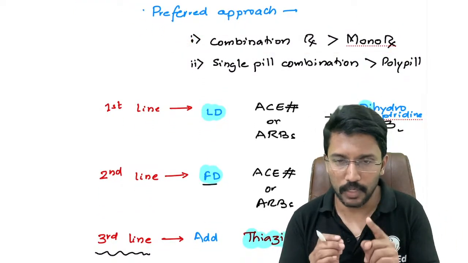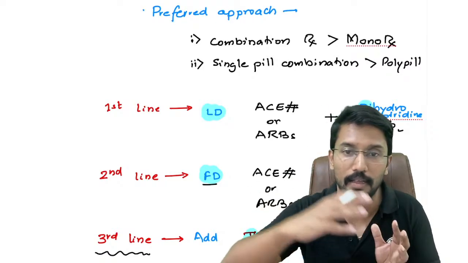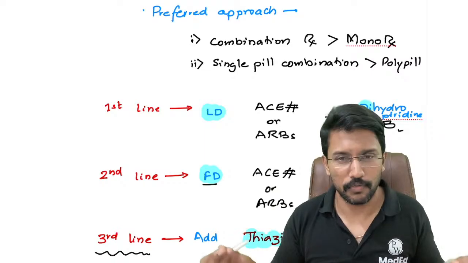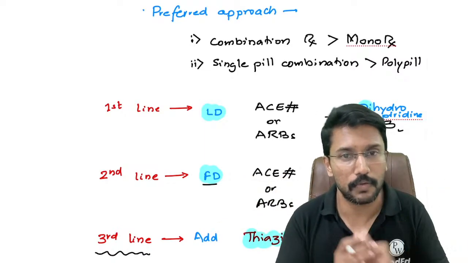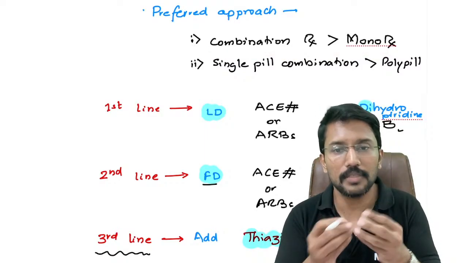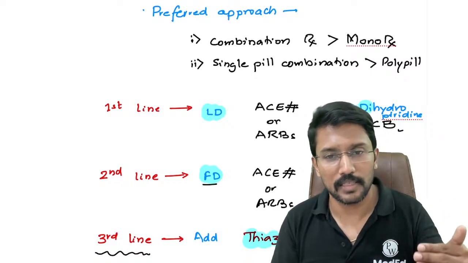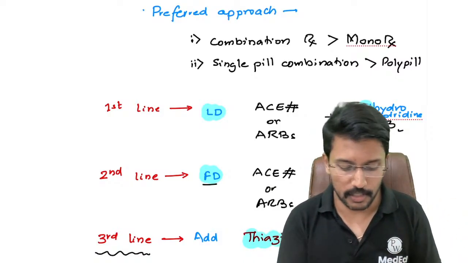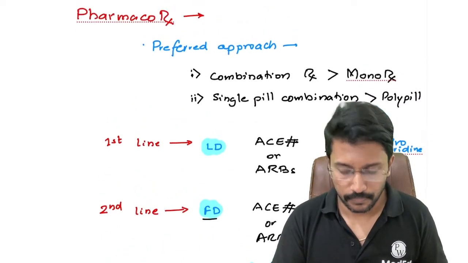Because if you start with only one drug and then try to achieve the BP, you run the risk of developing side effects because you will require higher doses of the medication. When we give multiple drugs together at small doses, the side effects are minimized and we achieve our target. So combination therapy is preferred over monotherapy, and if all those combinations come in one pill instead of multiple separate pills, that enhances the patient's compliance to medication. That is why single pill combination is preferred over polypill.